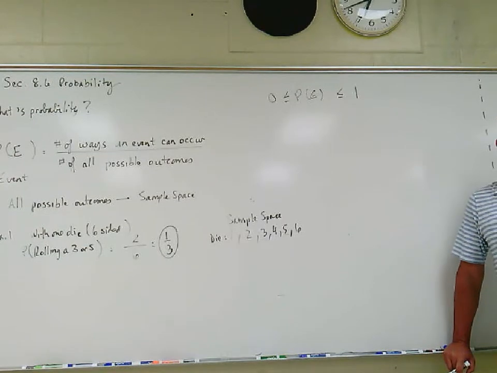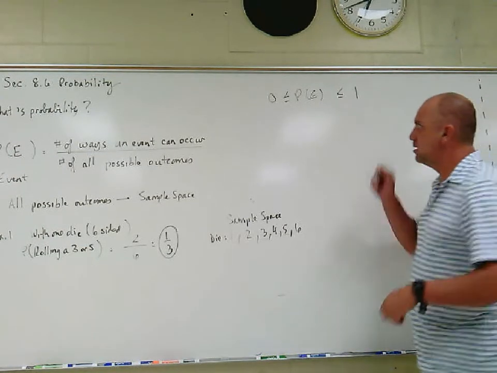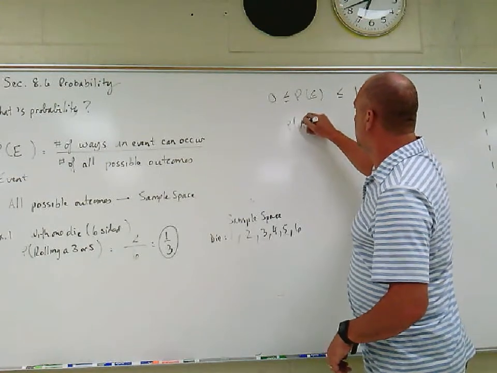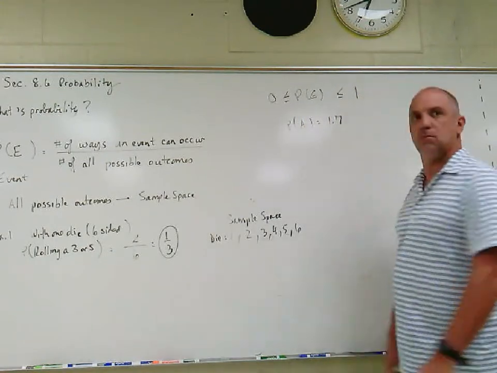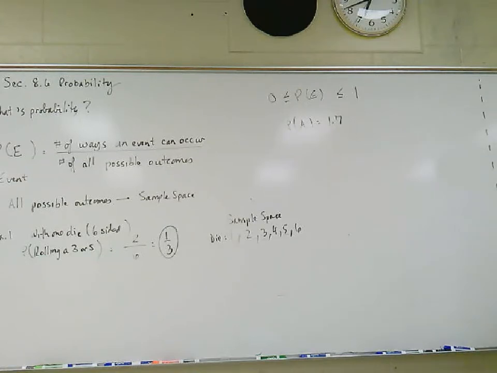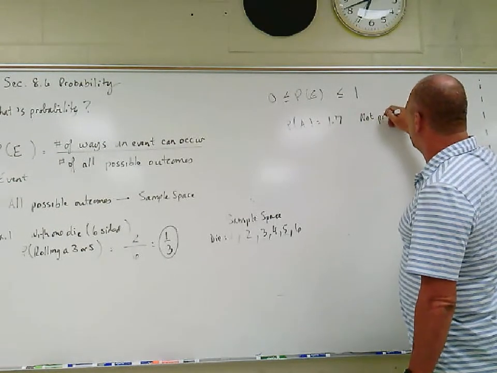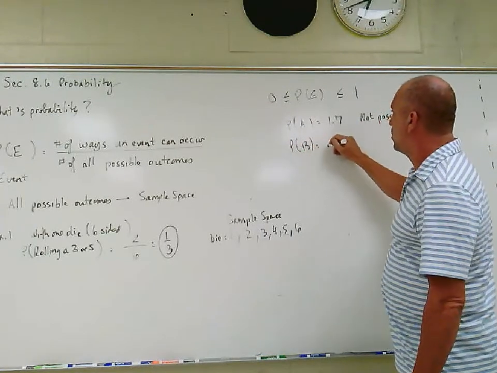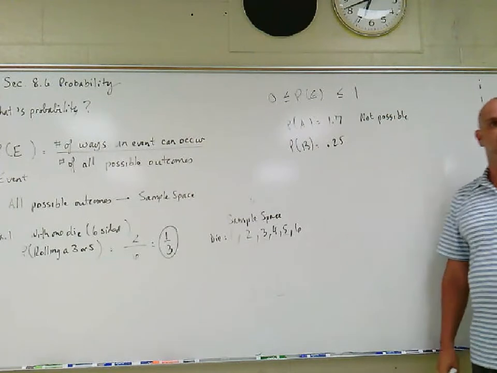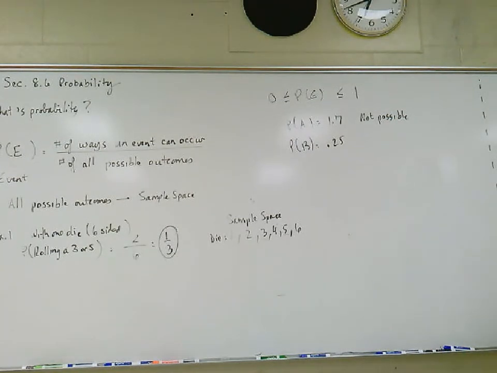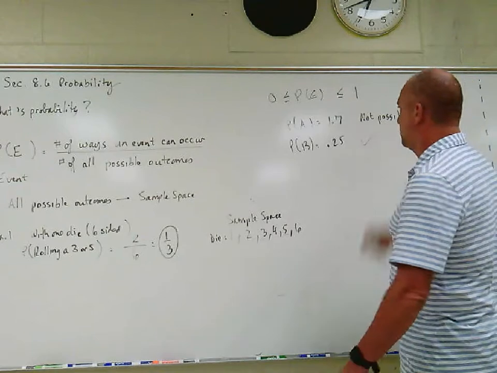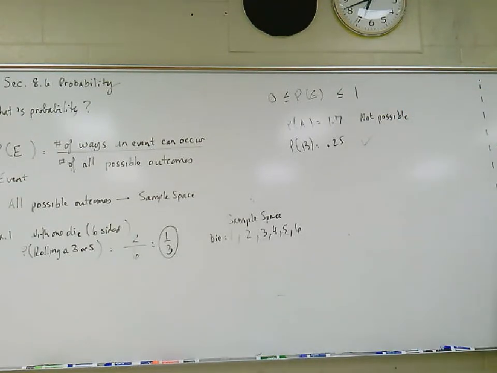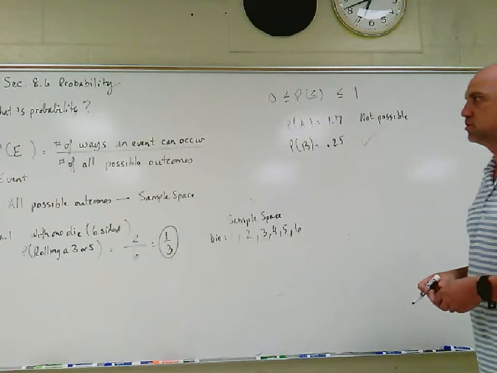That's the boundary. If I said the probability of something occurring was 1.7, what would you say to that? Is that possible? Can it be bigger than 1? No, not possible. But if I said the probability of some event was 0.25, is that possible? Yeah, that's like a fourth. I just want to get that out of the way to make sure we know what our boundaries are when we're working these problems.